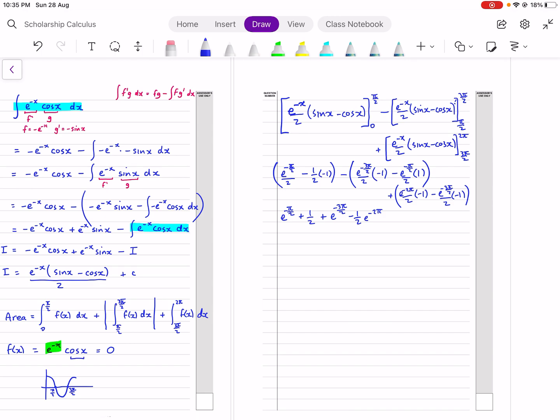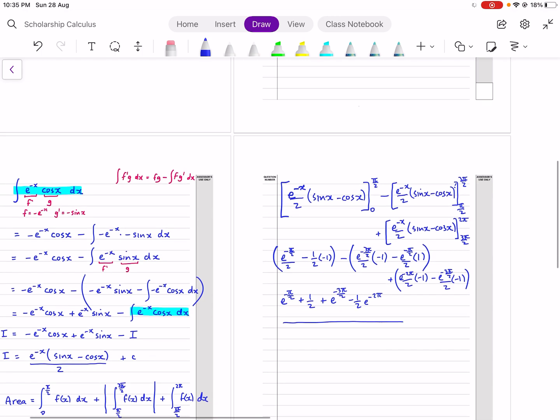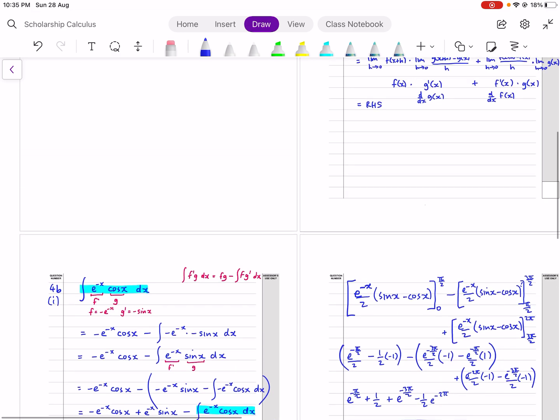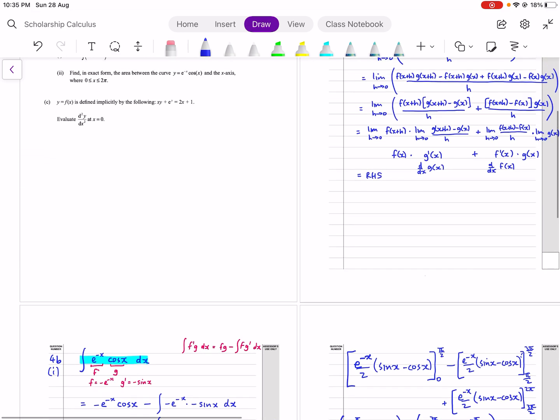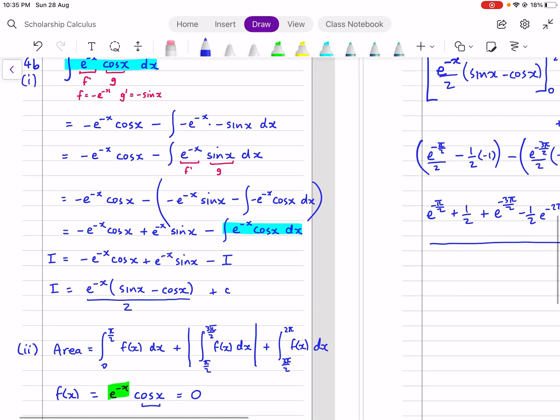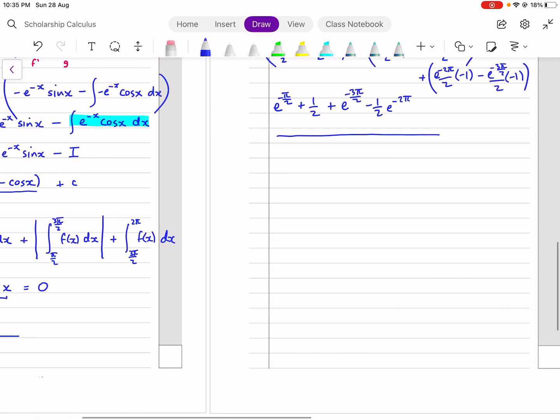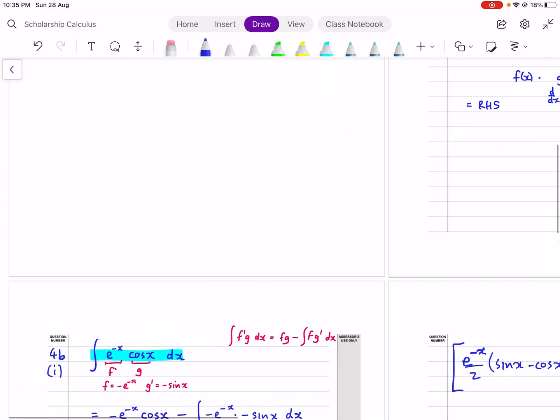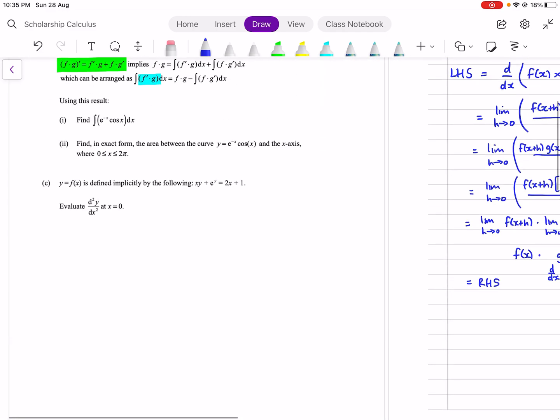Alrighty, the third question, third part of it. Question 4 and 5 are usually the trickier questions in the exam, the ones that sort out the best students. Part C, we've got a function defined implicitly by this relation. Evaluate the second derivative. Okay, xy plus e to the y. What was the rest of it? Equals 2x plus 1.